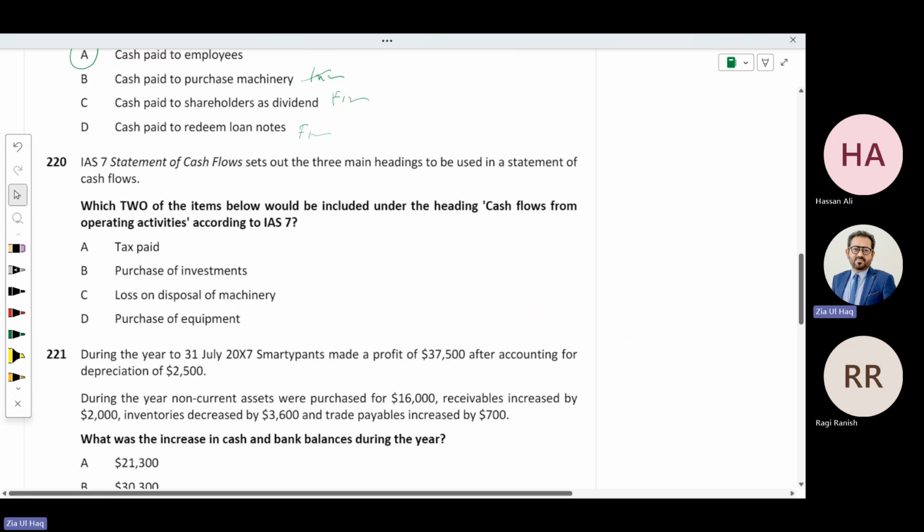220, IAS 7 statement of cash flow sets out three main headings. Which two of the items below would be included under the heading cash flow from operating activities? Tax paid, purchase of investment, cash paid for investment. What is investment? Investing activities. Loss on disposal of machinery, operating. Purchase of equipment, investing.